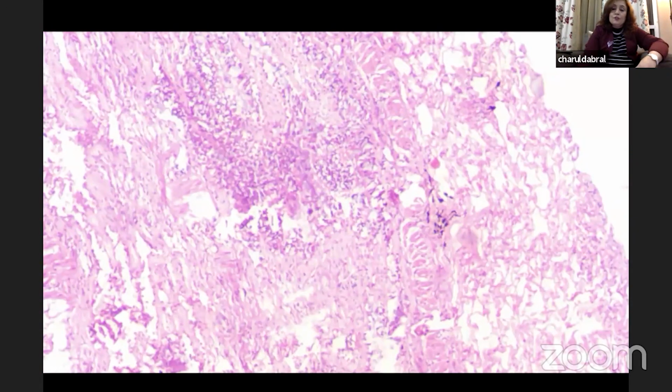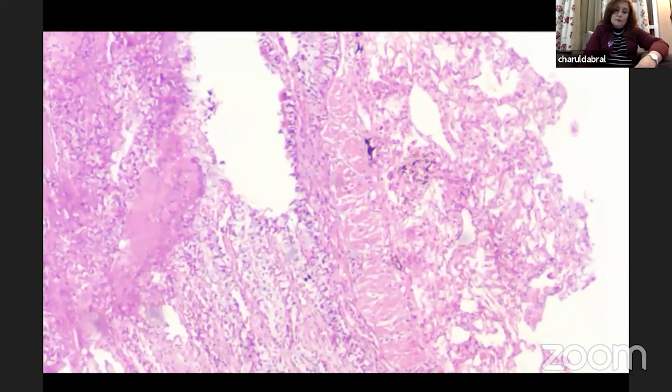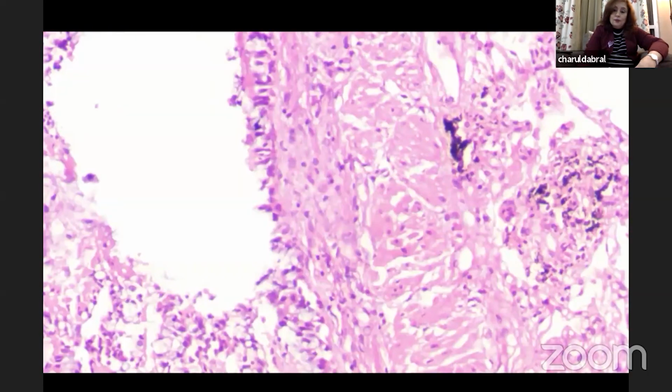This is another area which is showing an organizing pneumonia-like pattern, OP pattern, with the alveolar air spaces filled with fibrinopurulent exudate. And so there is a plugging of the air spaces. Same, higher magnification of the same. So there are areas of organizing pneumonia as well. Yeah, there are some foamy macrophages, and a lot of pigment is here. So this is again the area of organizing pneumonia.